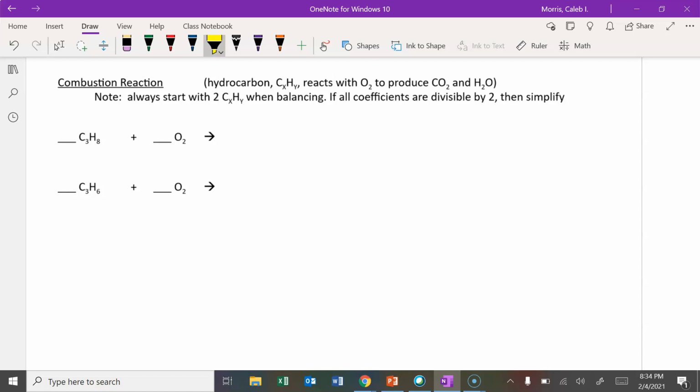So what I want you to notice is when you have a hydrocarbon, which is carbon and hydrogen, and that X and Y could be any number, that reacts with O2, it's always going to produce carbon dioxide and water. Always, always, always. Okay, so you have a CH compound reacting with O2. It's going to make carbon dioxide and water. So that's the easy part, is predicting it. The hard part is going to be balancing.